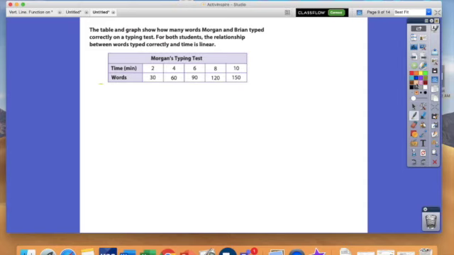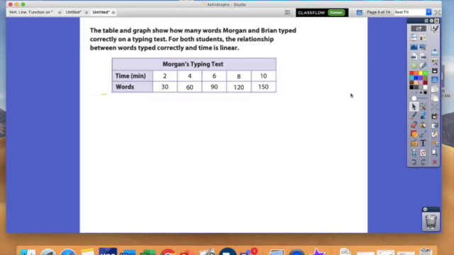The graph shows Morgan and Brian typed correctly words. There's a table here, and there's going to be a graph in just a second. Okay, now I got to get my y-intercept. Now this one, okay, think about this problem with me, though. If I'm going to take a typing test, how many words do I start typing at the beginning? Well, I start with 0, right? I don't start with any words already typed.